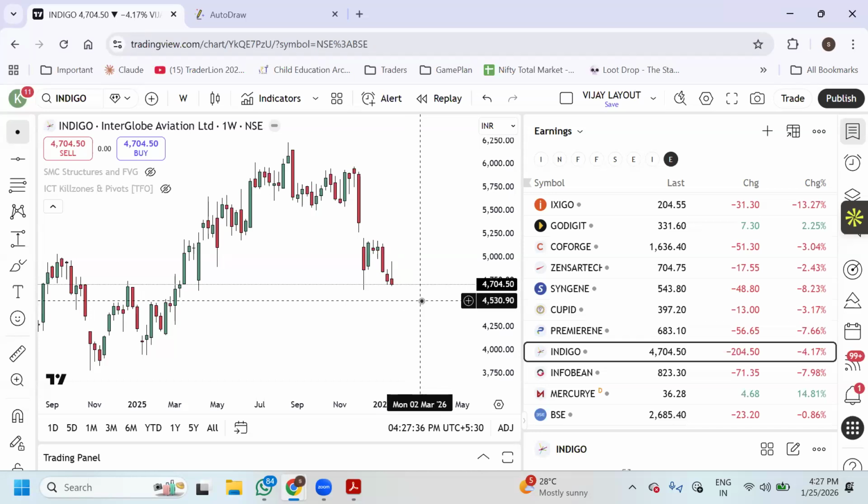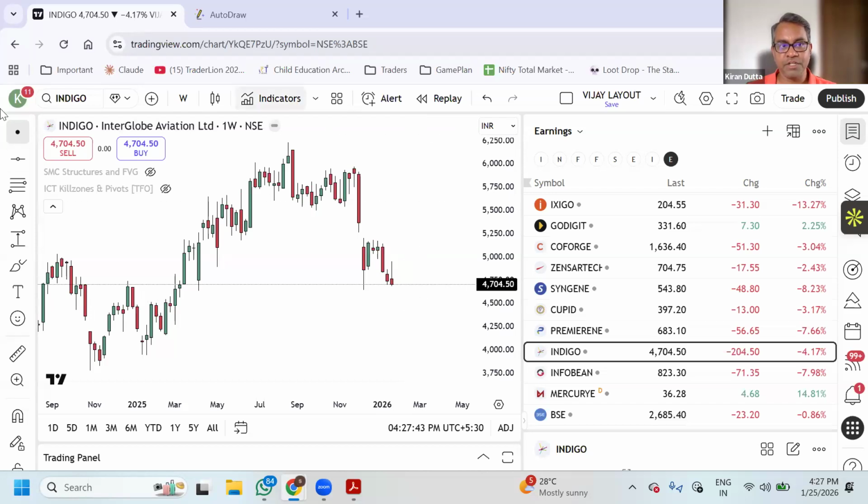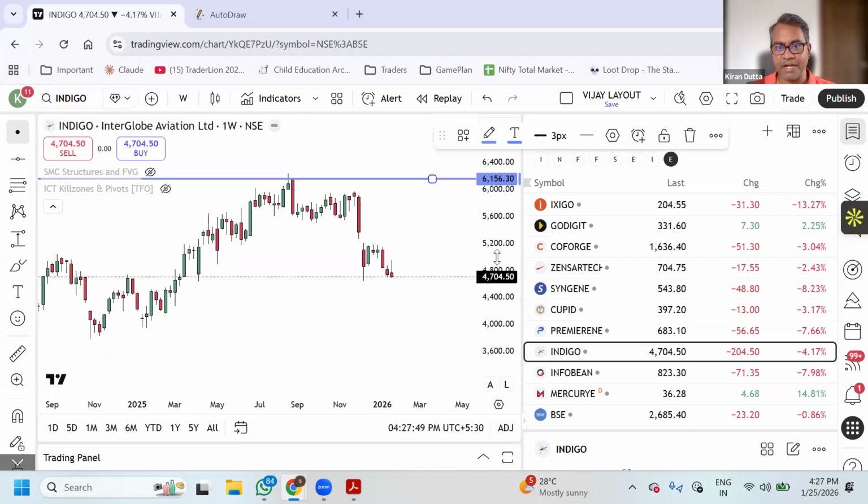Downside. Someone said downside, right? Correct. Indigo is in a downward movement at this point of time, right? Indigo only, okay? See, if you see here, let me draw this line here. It made a high of 6,150 somewhere around August 2025.